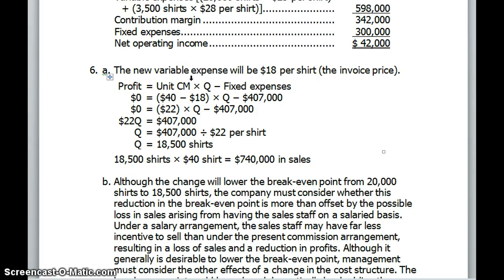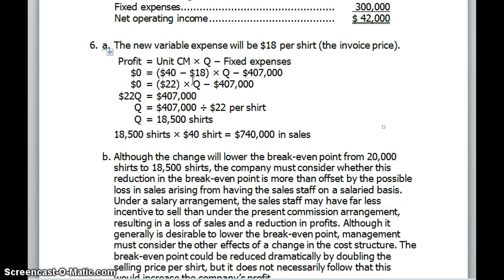Using the formula method, we could go through and determine that the unit contribution margin would now be $22 per shirt. We would wipe out that sales commission of $7. Our only variable cost would be the cost of the shirt of $18. Subtracted from the $40 selling price, we have a $22 contribution margin per shirt.